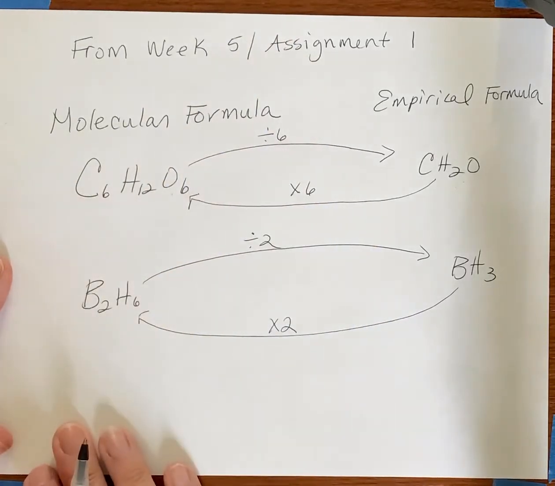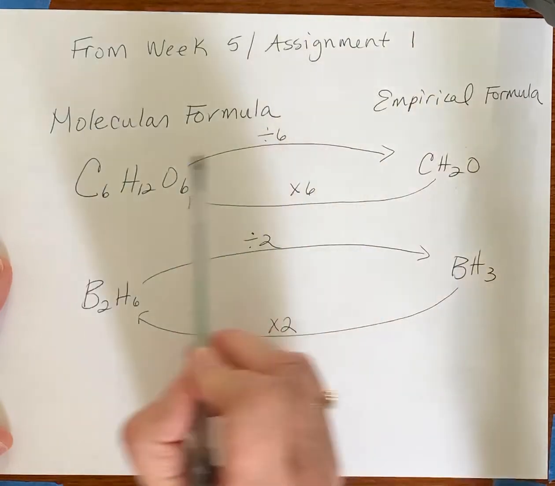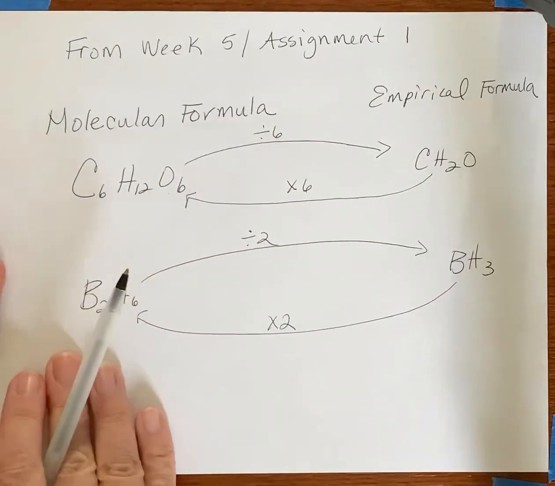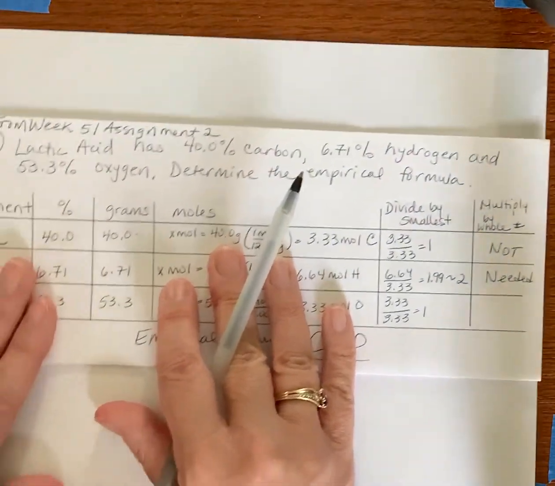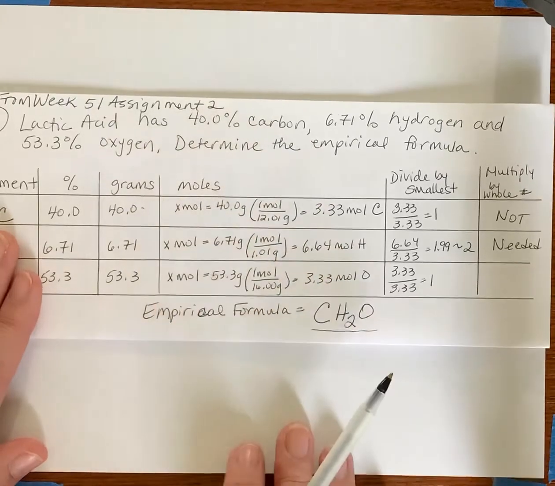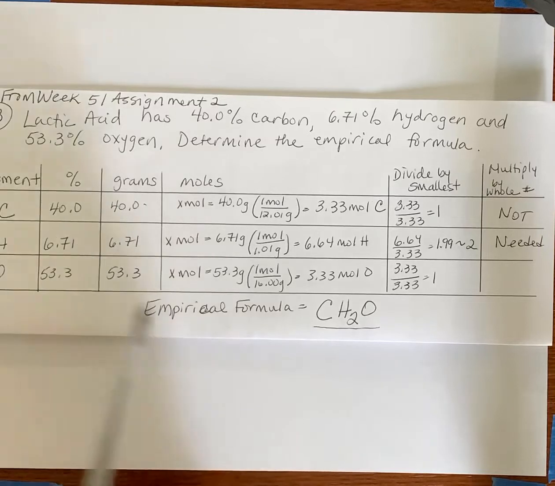What we want to be able to do today is look at the empirical formula and be able to get to the molecular formula and give that information. The other thing that we worked on last week from week 5, assignment both 2 and 3, but this particular question is from assignment 2, we looked at percent composition of a sample and we came up with its empirical formula using the calculations in the chart.